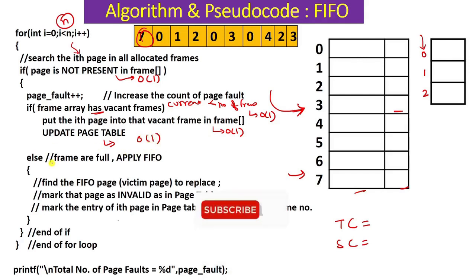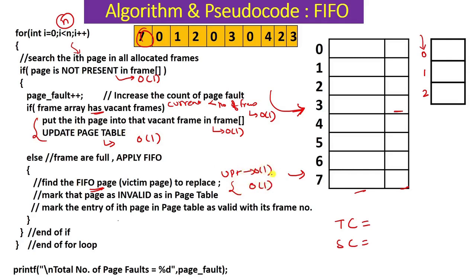If we come to the else, again we update the page table and do the same kinds of operations. These were O(1), this was O(1). For each of the n iterations we do all these operations, but all of them are O(1). We will do either the if or the else, so this basically will be O(1) only.